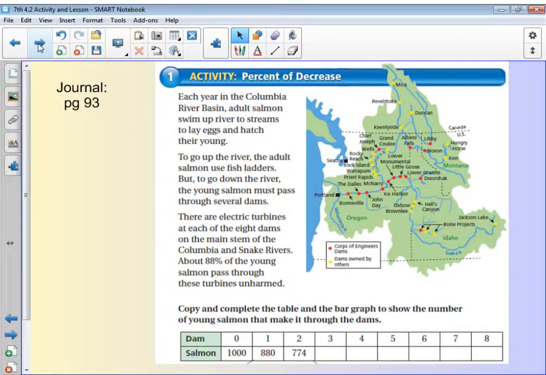Today you're going to need your practice journal, so you'll need to turn to page 93 in your practice journal. And we're going to go ahead and read through this activity and work through this one together.